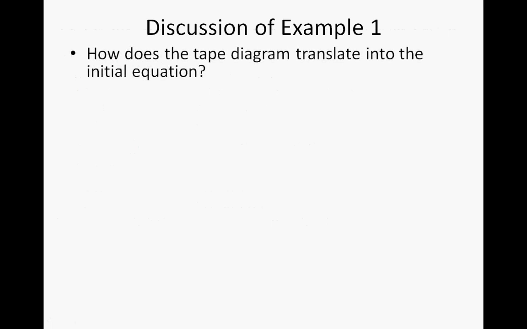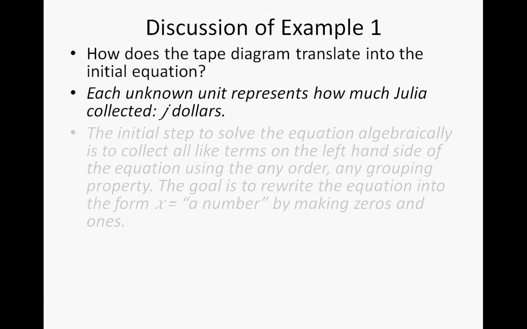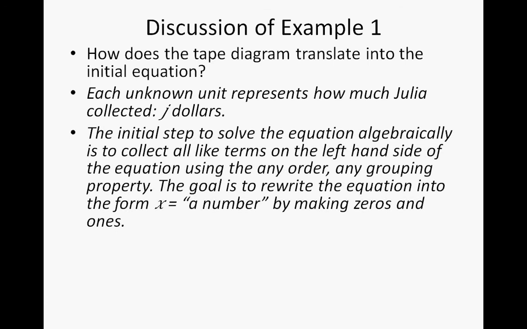So going ahead and just looking at this while we're discussing it, how does a tape diagram translate into the initial equation? Well, again, each unknown unit represents how much Julia collected, and that's what we're calling J dollars. So the initial step to solve the equation algebraically is to collect all the like terms on the left-hand side of the equation using the any order, any grouping property. And then the goal is to rewrite the equation into the form x is equal to a value or a number by making zeros and ones.